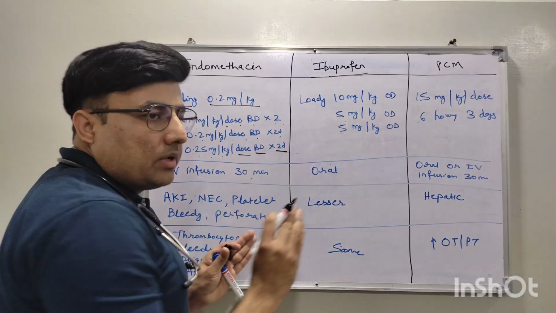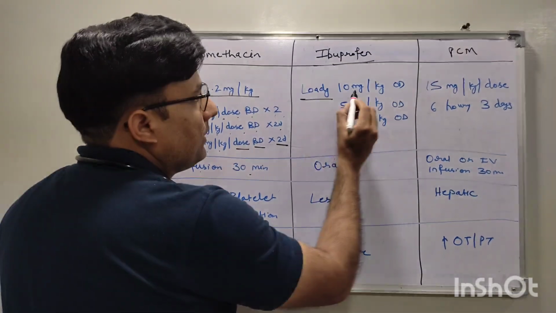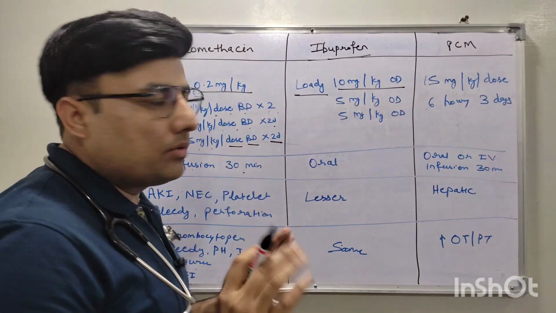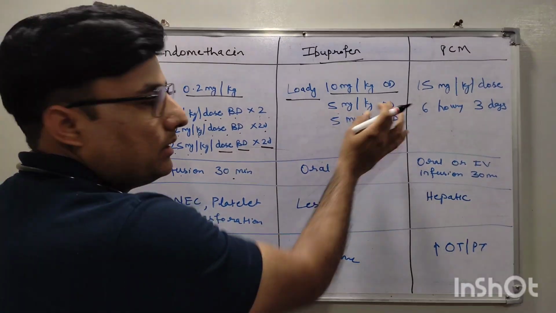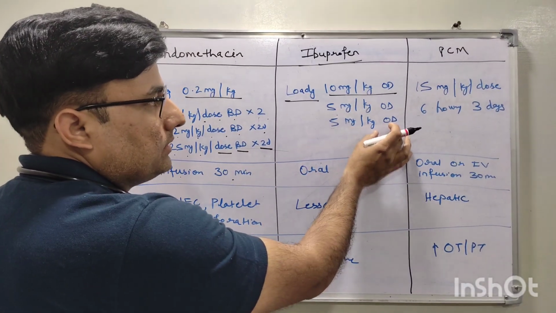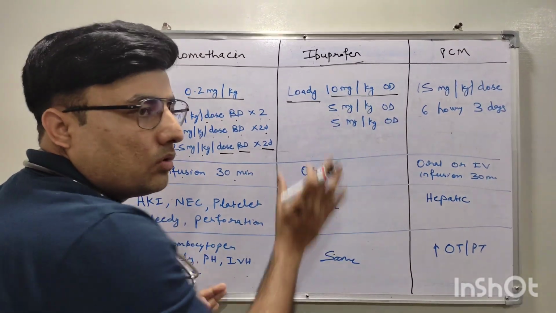Ibuprofen, only oral is available in India. Loading dose 10 mg per kg we have to give. After that, on day 2, 5 mg per kg, day 3, 5 mg per kg. This is the oral suspension.